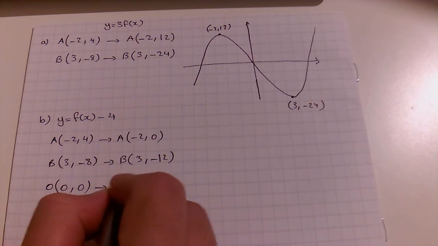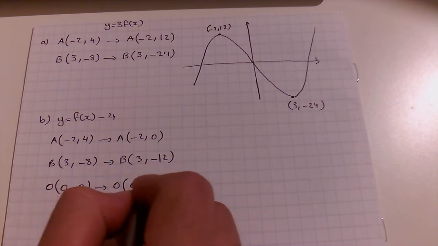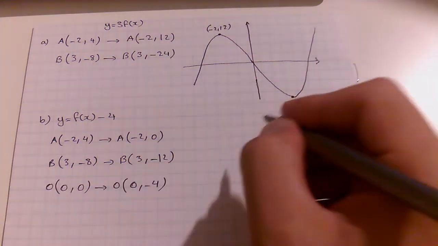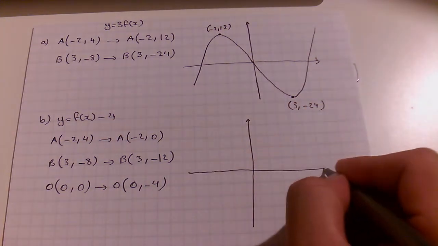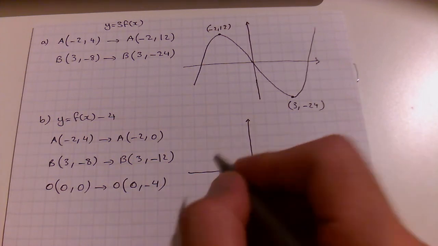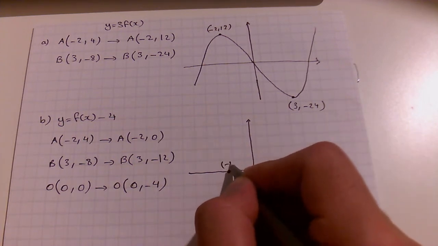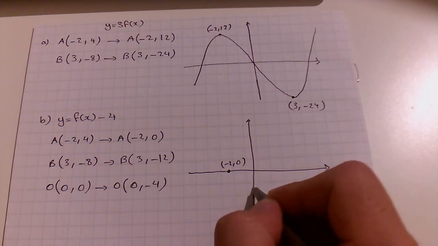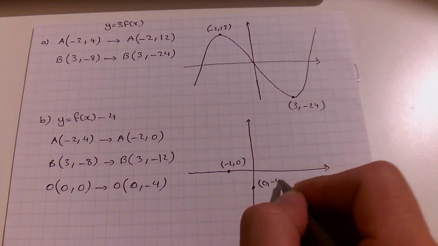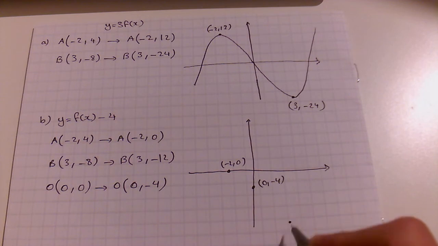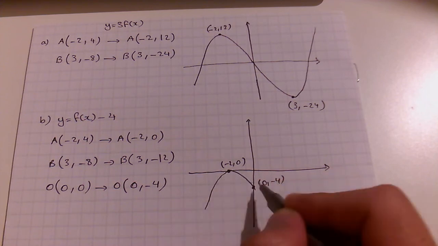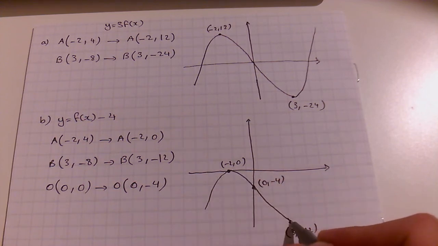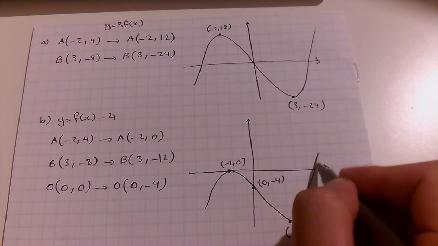Part B, y equals f of x minus 4. We need to take away 4 from all the y values. So A was initially minus 2 and 4. The new A would be minus 2 and 0. B was 3 and minus 8. The new B would be 3 and minus 12.